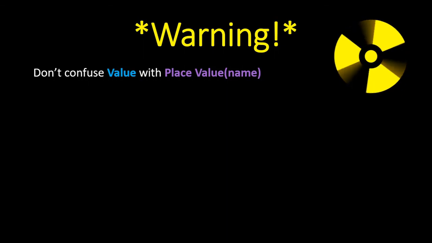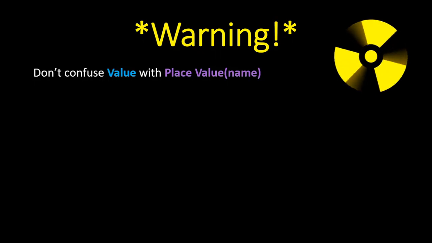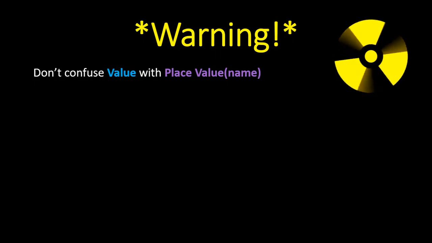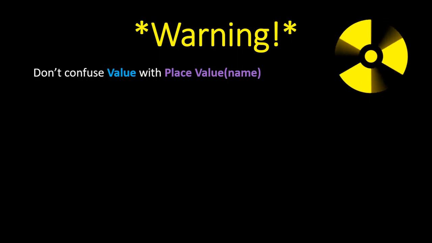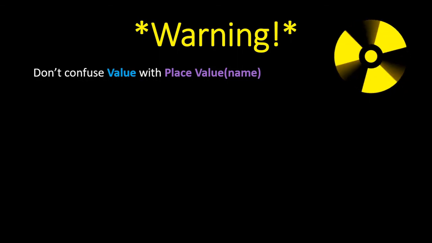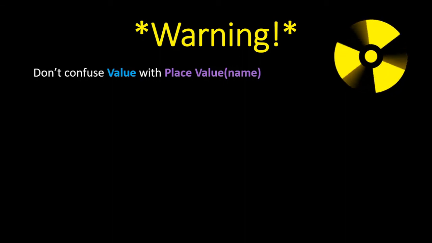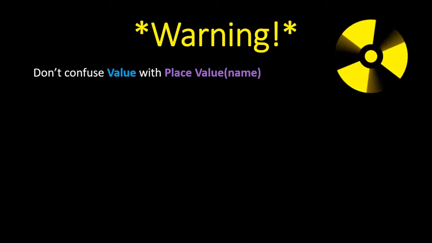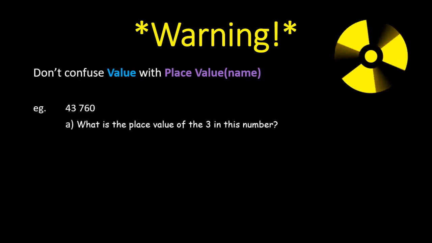Okay, warning, big mistake that gets made all the time on both my tests and on official exams. Do not confuse values with place values. Place value is the name of the position, the place of that digit, while the value is how much it is worth. Let me show you a couple of examples and then I'll give you some practice of your own.